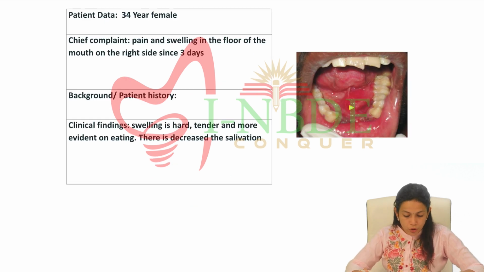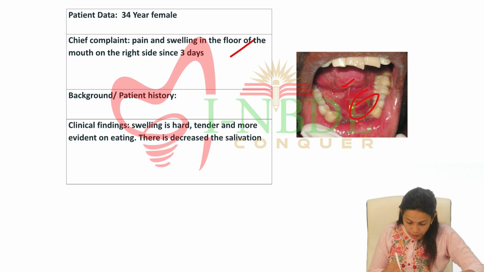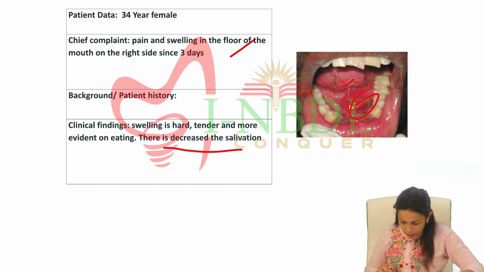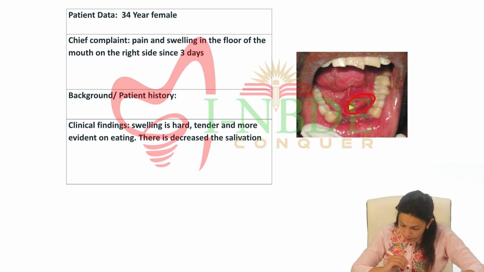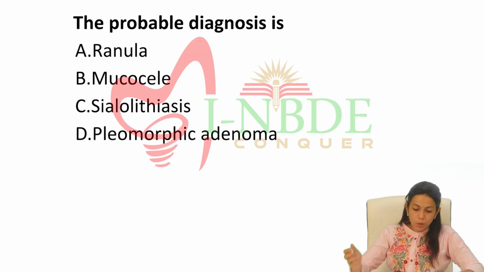Here is a 34-year-old female with pain and swelling in the floor of the mouth on the right side. The swelling is hard, tender and more evident on eating, and there is a decrease in salivation also. So there is a swelling here, and the swelling is hard, tender. So it is something related to the salivary glands that we can think of. So what is the probable diagnosis?